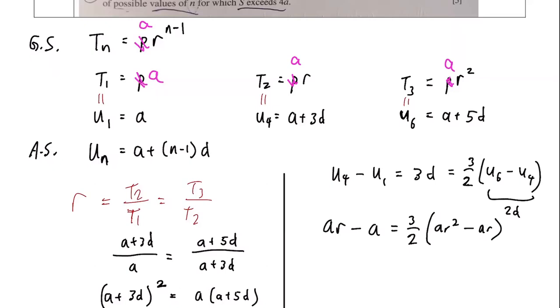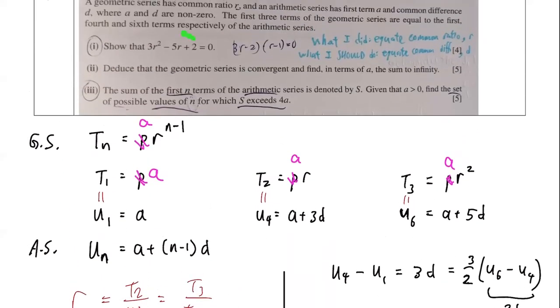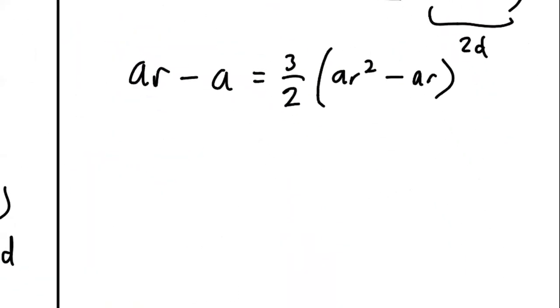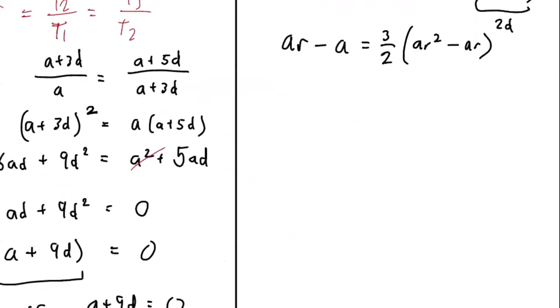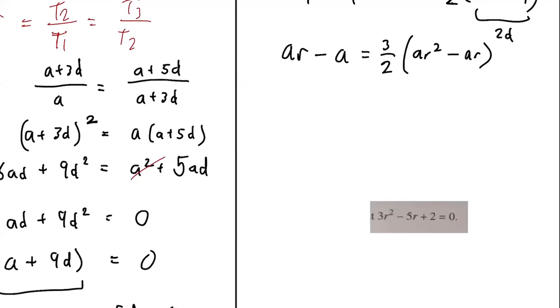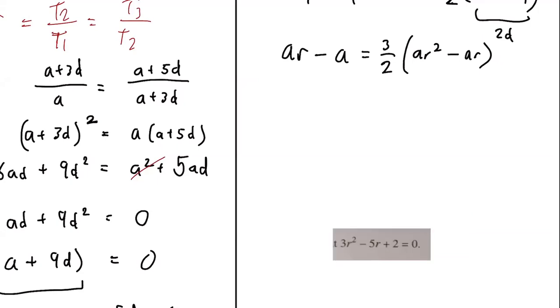That would be more useful because we are trying to lead up to an equation involving R. Okay, so now let's continue. Let's just copy down our goal first before we continue, so we can stay on the right track. We need to eventually show that the equation boils back down to 3r squared minus 5r plus 2. So what's the odd one out?